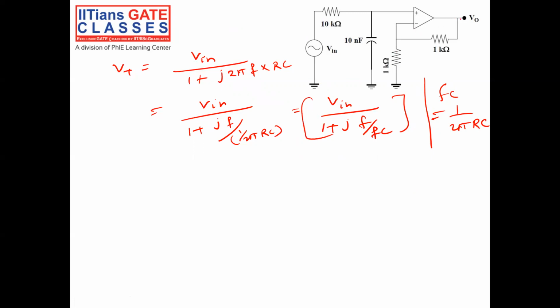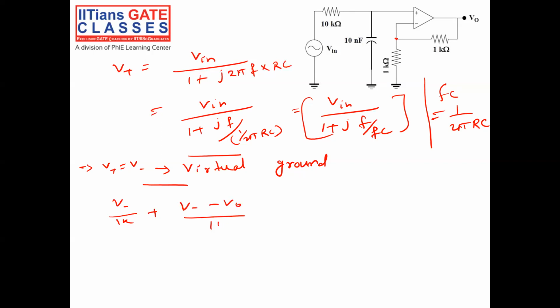Now what is V output? For calculating V output, we know that since some part of my output is getting fed to the negative terminal, it is operating in negative feedback, so it obeys a principle called virtual ground: V positive is equal to V negative. Now let us do a nodal equation at this point: V negative by 1k plus (V negative minus V0) by 1k is equal to 0. Simple as that, 2 V negative is equal to V0, so V0 is equal to 2 into V negative.